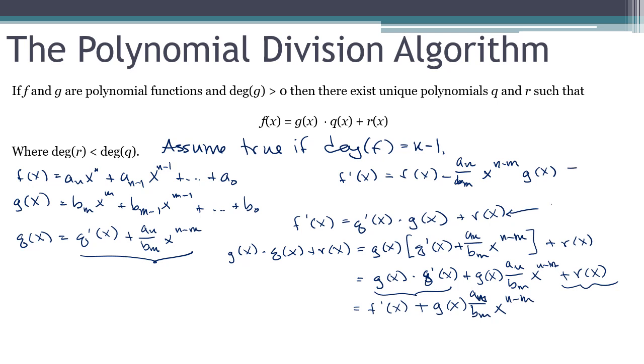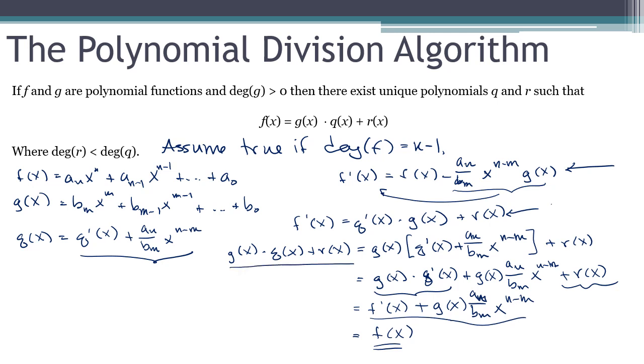Look back up here at this line. If you take this a n b m part, add it to both sides, move it over to here, you get this expression that I have right here, and that is equal to f of x, and that's what I needed. f of x is equal to g of x times q of x plus r of x. There's my q. My q is this expression here. R is the original remainder from up here.